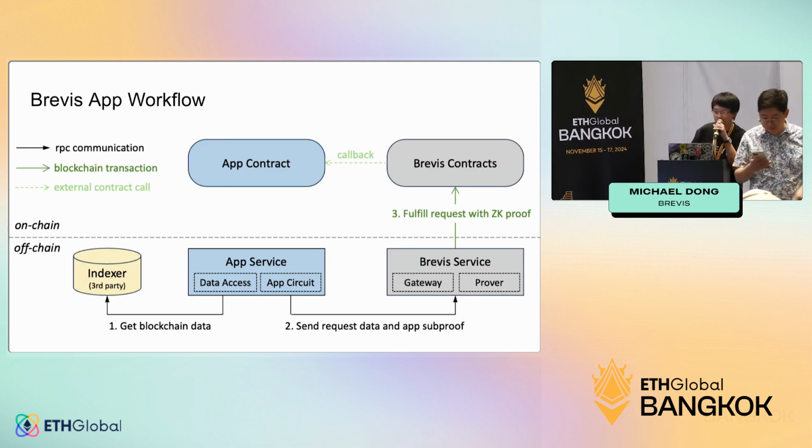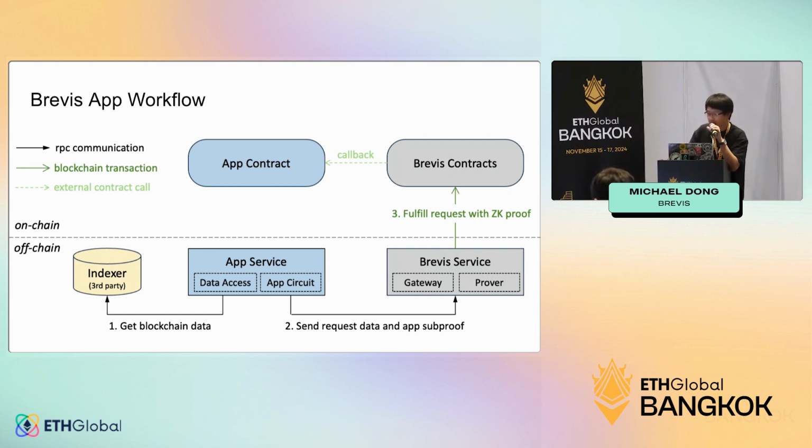All right, thanks everyone. We're going to summarize the trading volume of a specific user on Uniswap, and I'm going to focus less on the Uniswap V4 hook in this talk, but more on the Brevis side of things. First of all, let's look at how a Brevis app workflow looks. As you can see, we have multiple components: the app service, the Brevis service, and the contracts associated with the app and Brevis.